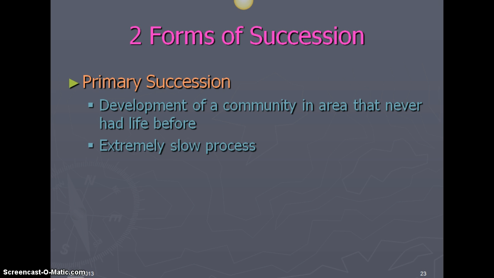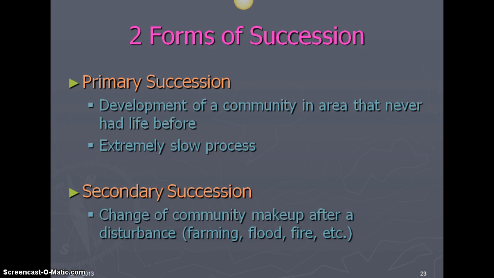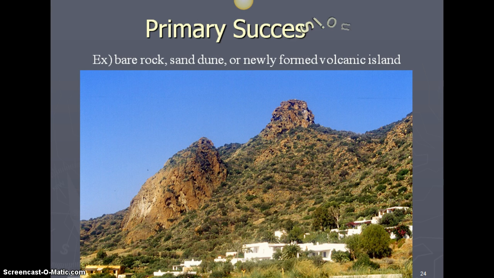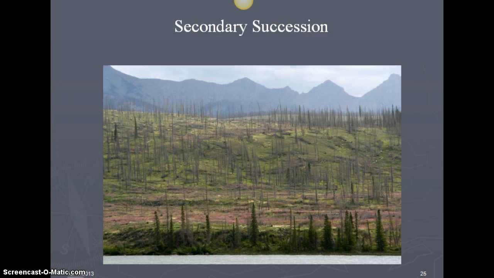The first is primary succession, and this is when a community develops in an area that never had life before. This is an extremely slow process because there was nothing there before. An example would be bare rock or a sand dune. Secondary succession is when the community changes after a disturbance, like farming or a flood or a fire. It doesn't take as long for that one. So here's primary succession as an example, and secondary succession is kind of a regrowth in an area that already had growth, already had lots of life, but maybe a fire came through and now it has to regrow.